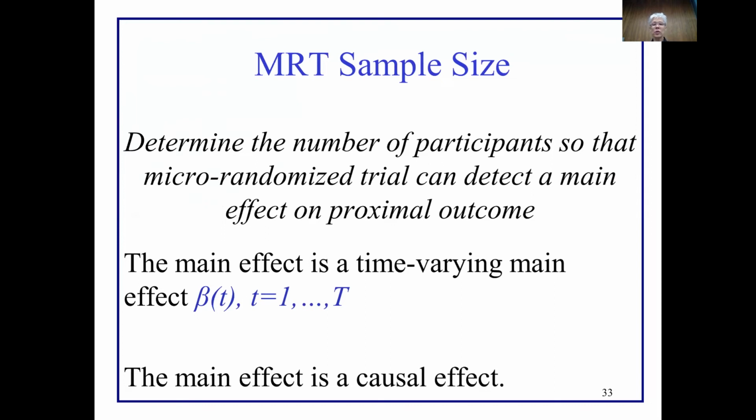So what do we want to do? We want to figure out how many people we should recruit to go through this 42-day study so that we can detect whether or not there's a main effect. And we suspect this main effect is time varying. It's a causal effect because it's this contrast between getting treatment versus not, as I showed you on the prior slides.